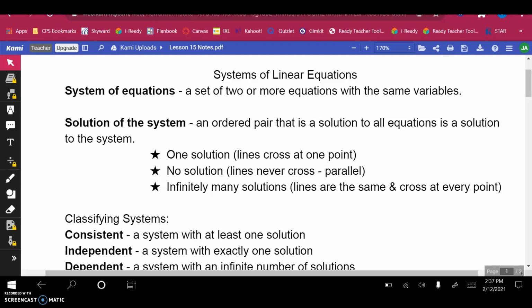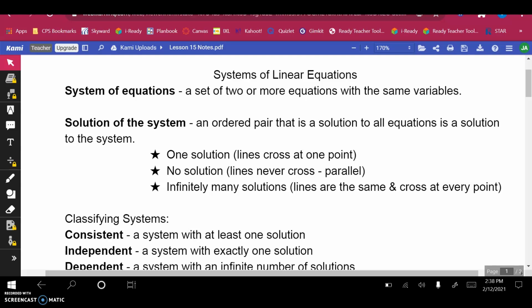So don't get too concerned about having a lot to do. The solution of a system. When we're asked to solve the system, we are being asked to find the ordered pair that is a solution to all equations in the system. In other words, if we graphed our two lines, where would the two lines cross? What is that point?